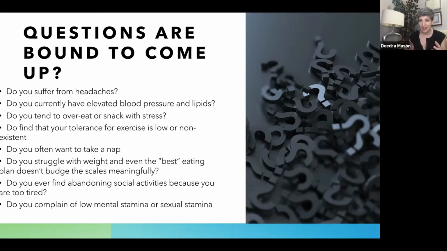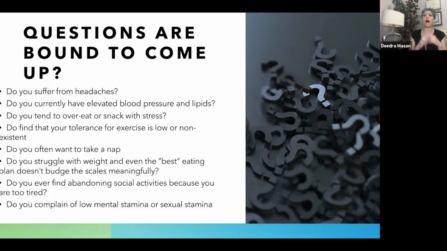And by doing this, by asking questions, we're able to better identify an individual's bundle. Like, do you often find yourself wanting to take a nap? Is that adrenal or is that thyroid? Gene SNP can help us figure those things out.